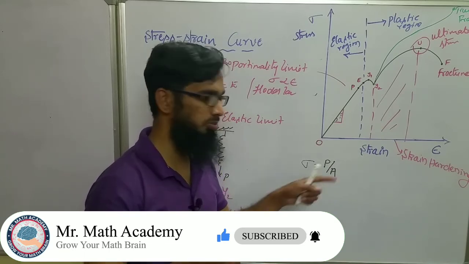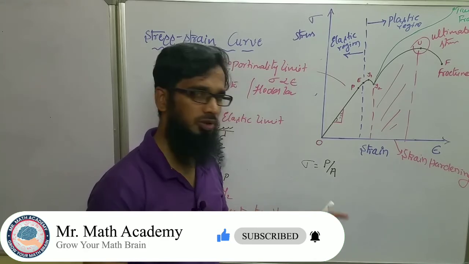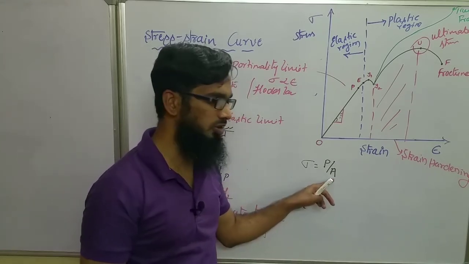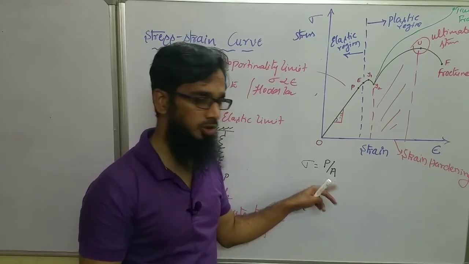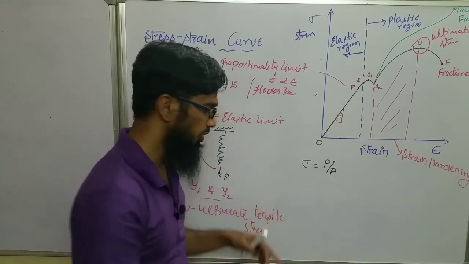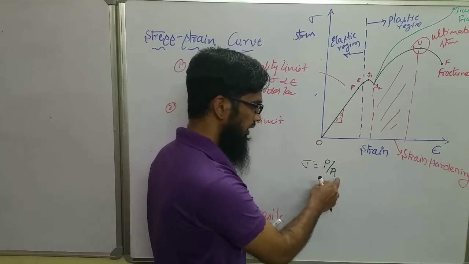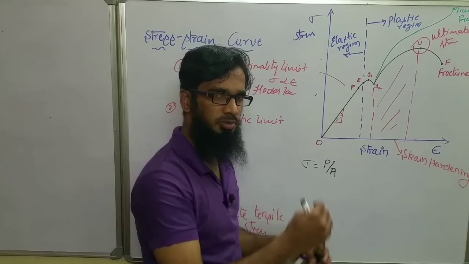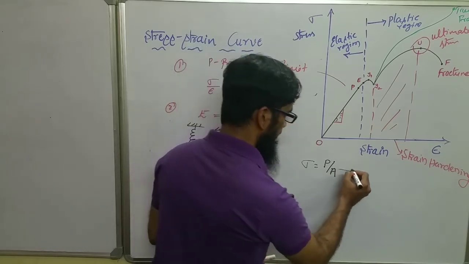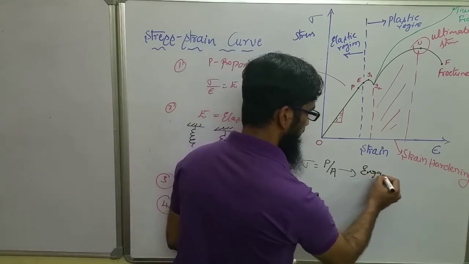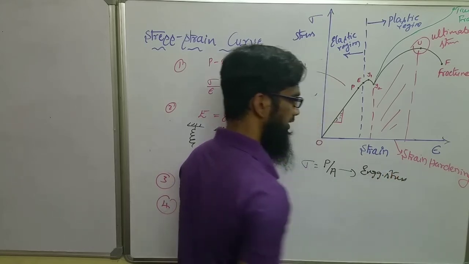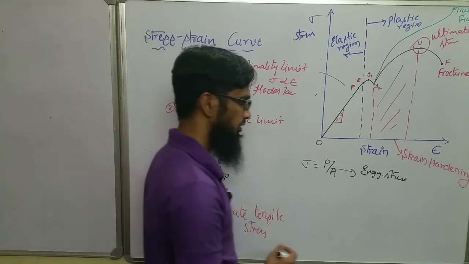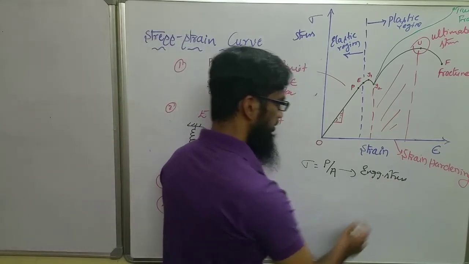Suppose the load applied is 50 kilonewton and the diameter of the member is 20 mm; throughout the calculation this cross-sectional area remains the same. Only the load varies. Here the load increases, while the diameter remains the same. So this is called engineering stress. We are not changing the actual cross-sectional area at the particular point where the load is applied. The corresponding strain is called engineering strain.